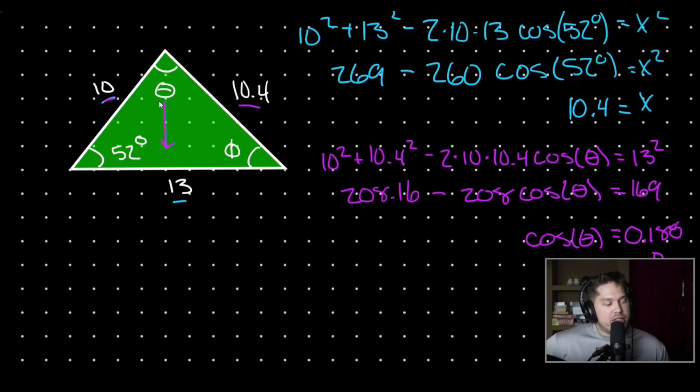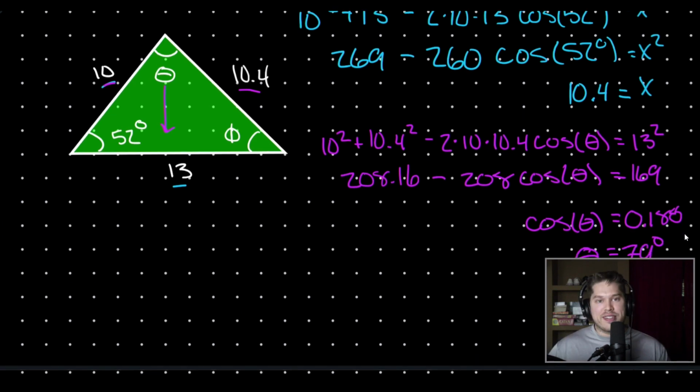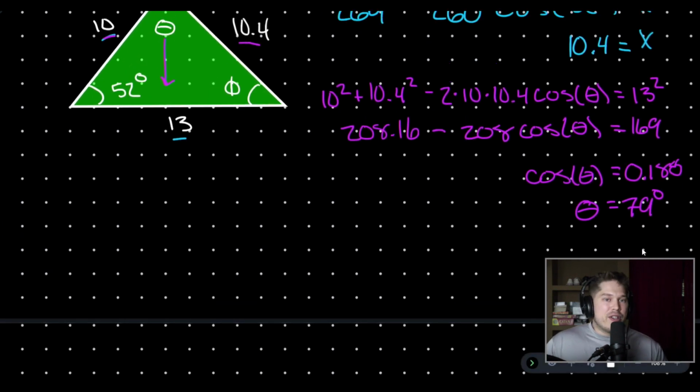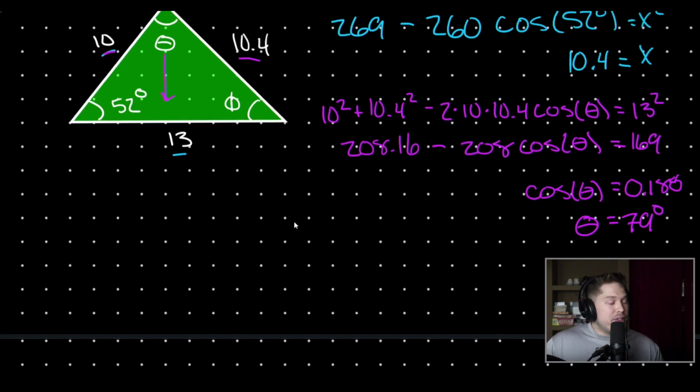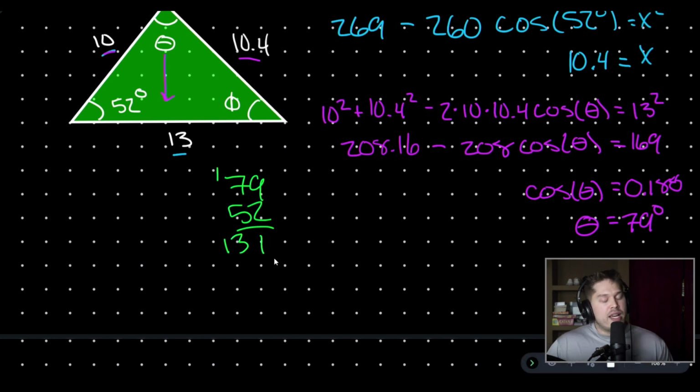And if theta is equal to 79 degrees, what does phi equal? Well, we know that our triangle must sum to 180. Oops, I see that I'm blocking some of it. So we know that theta plus phi plus 52 will be 180. And if theta is 79, 79 plus 52 is 131. And then how many more does it take to get to 180? Well, 49 degrees. So 49 degrees is what phi is equal to.